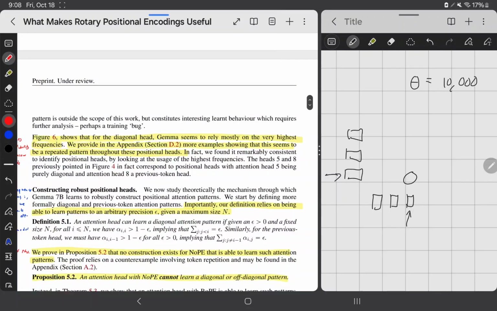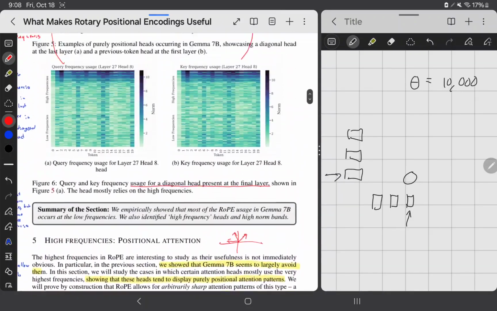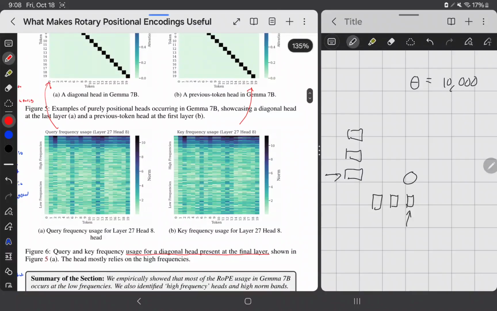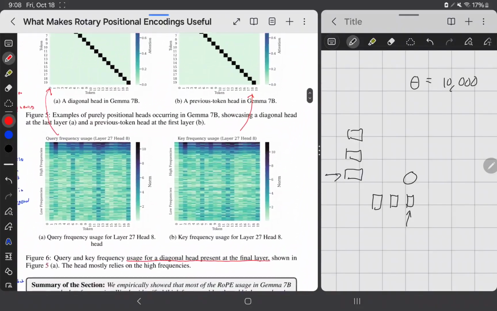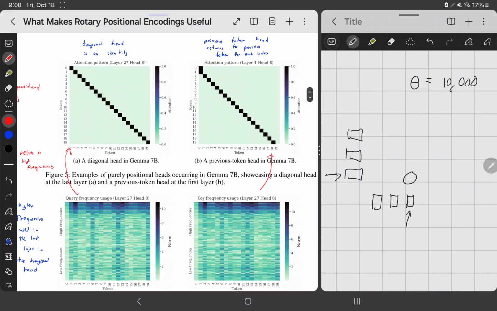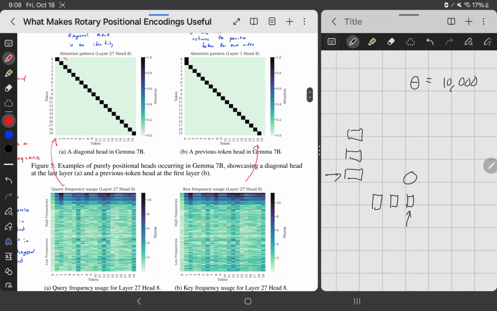So they look at the high frequency attention heads here, and this is head 8, layer 27. They basically look at the heads where the magnitude is very, very high for the high frequencies, because typically it's really low. So they look at the ones where it's very, very high for the high frequencies, and they find these interesting patterns here. Here's one of them.